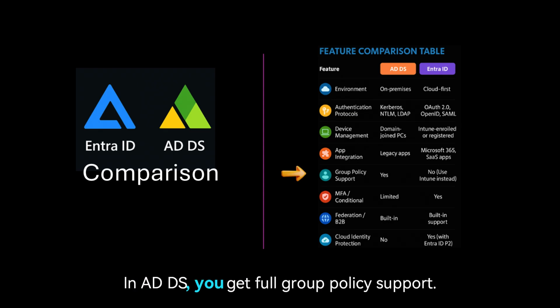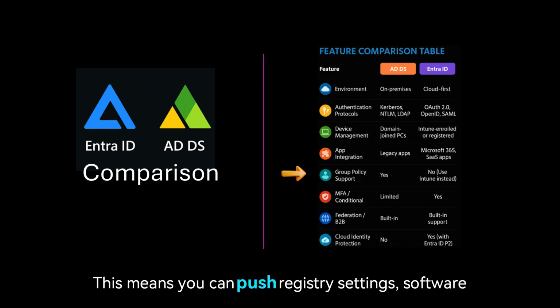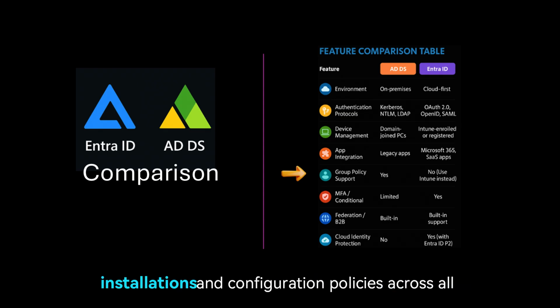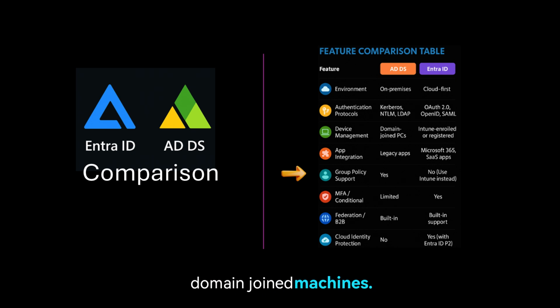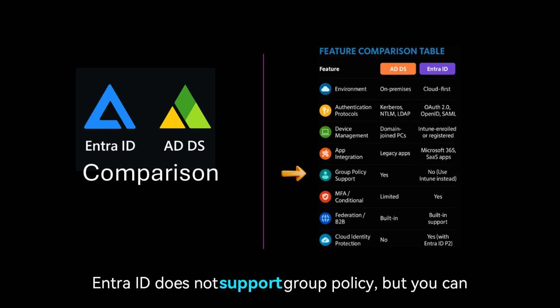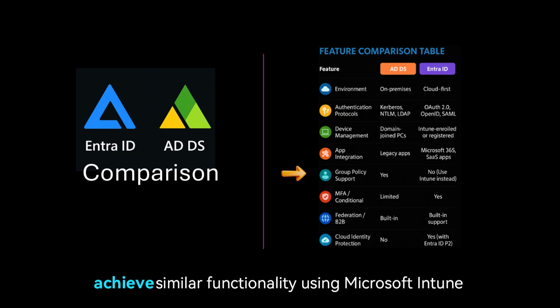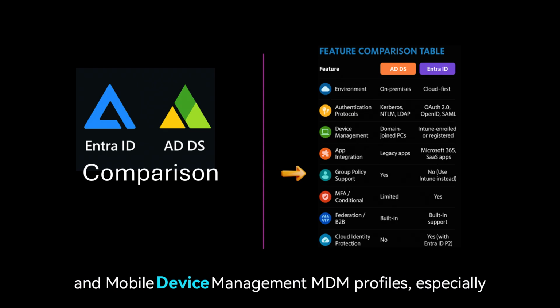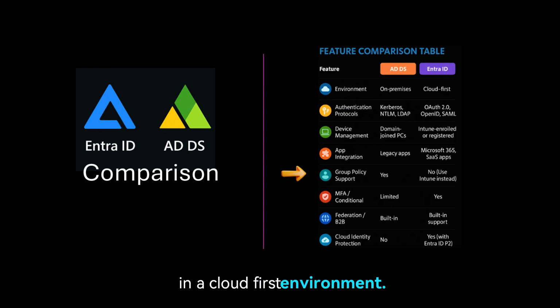In ADDS, you get full group policy support. This means you can push registry settings, software installations, and configuration policies across all domain-joined machines. Entra ID does not support group policy, but you can achieve similar functionality using Microsoft Intune and Mobile Device Management, MDM profiles, especially in a cloud-first environment.